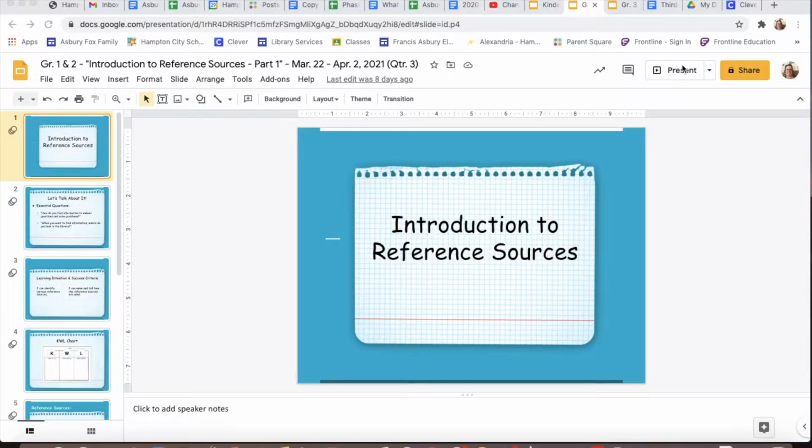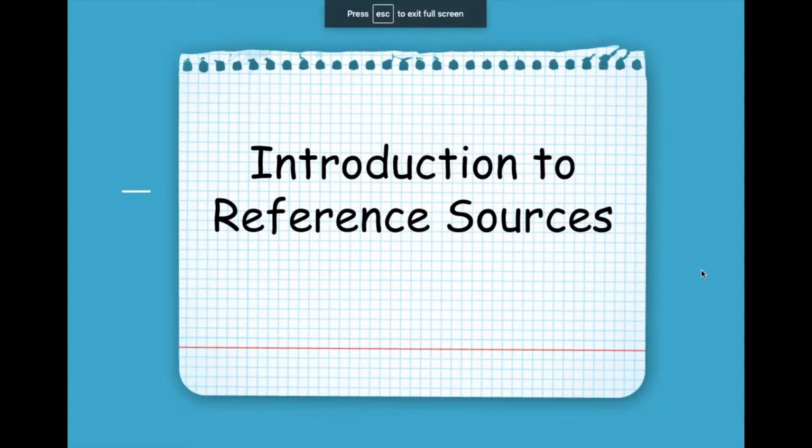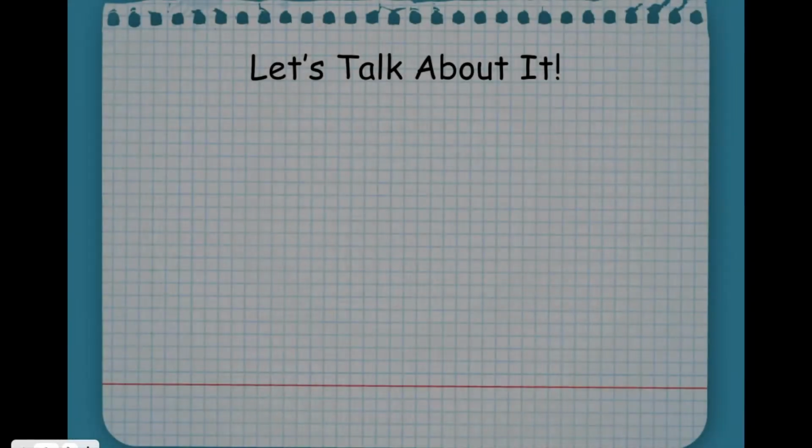Today we're going to talk about an introduction to reference sources. These are things that you probably have not started using yet, but you definitely will. And the sooner that you understand how to use them and why you use them, it'll make it a whole lot easier for you to become good at using them and understanding them better.